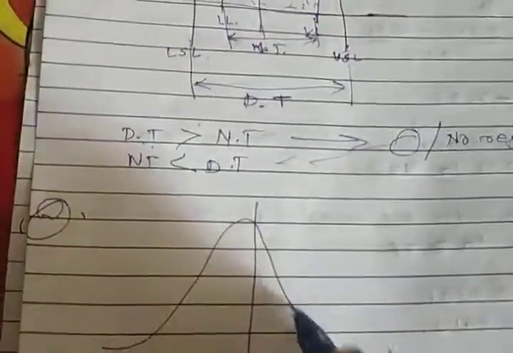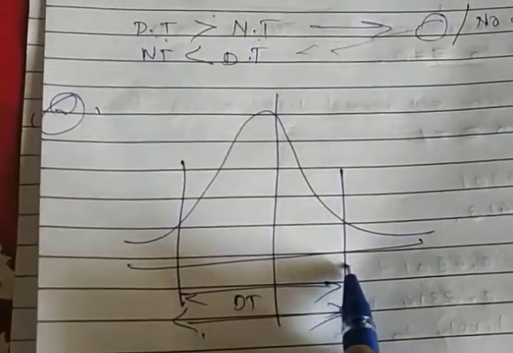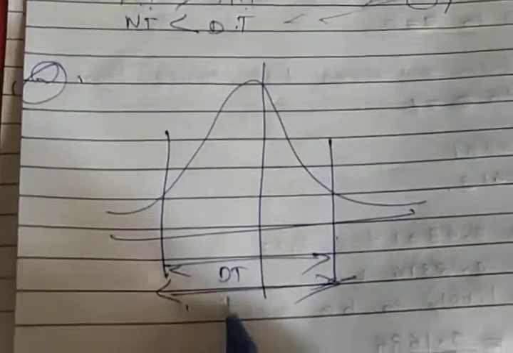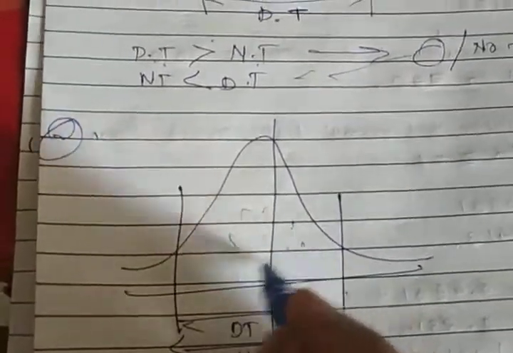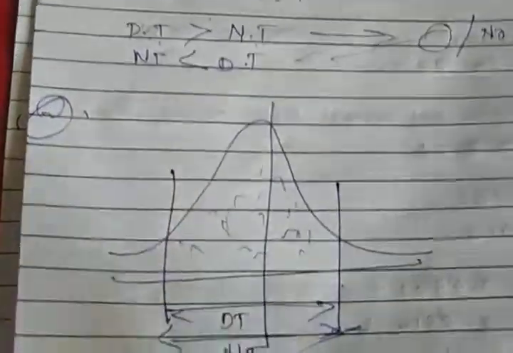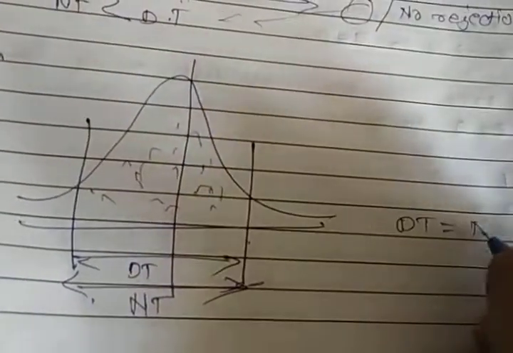Similarly, for the second case, over here I will draw the normal curve. This is the design tolerance and this is the natural tolerance. Both are the same. Whatever is produced within the natural tolerance is within the design tolerance, that is, the design tolerance is equal to the natural tolerance.